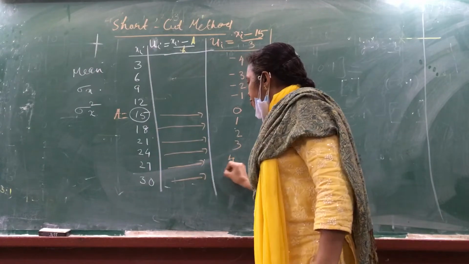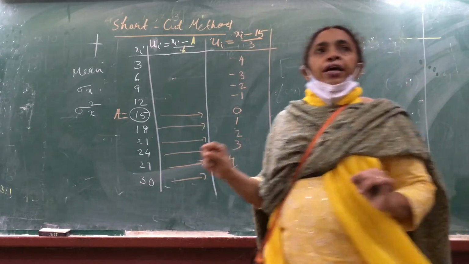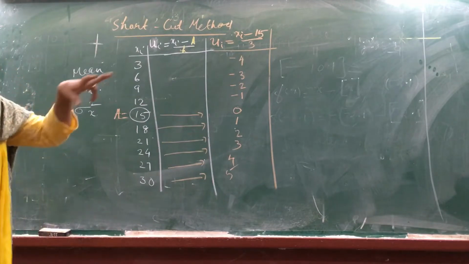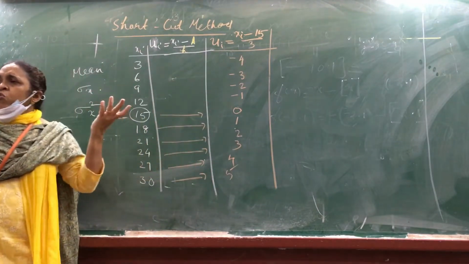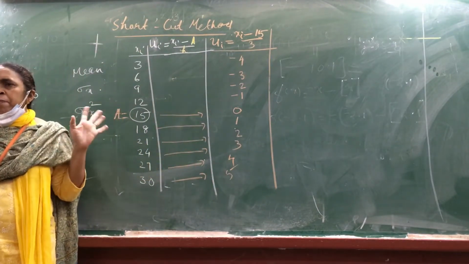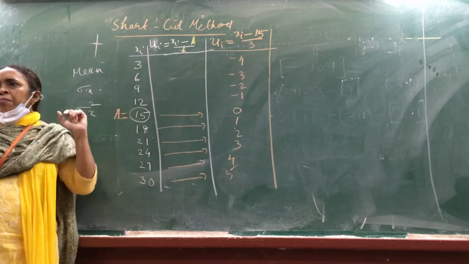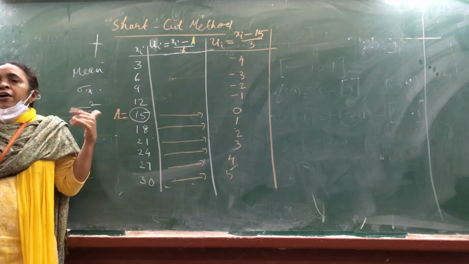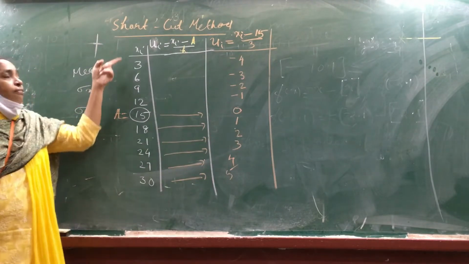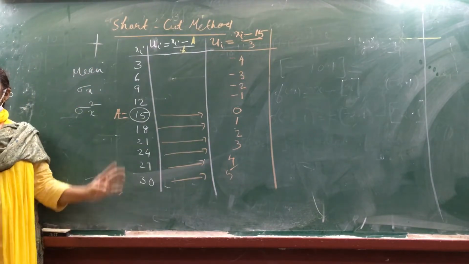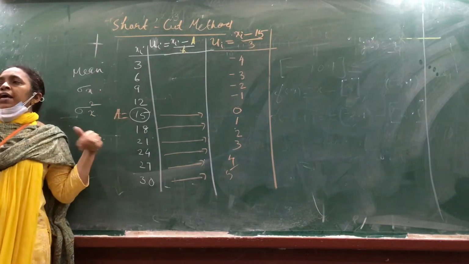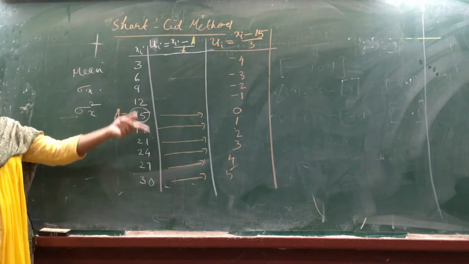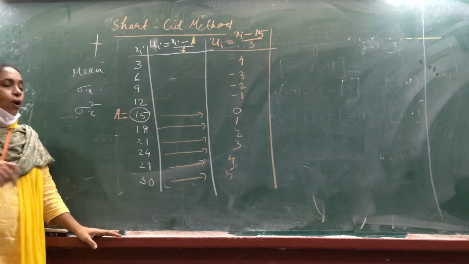Then 5. Now what you have to do is, after getting these numbers as single digits, it is very easy to square, multiply everything. That is the purpose of bringing this new variable, and we call it the shortcut method. Now if you want to find out the mean of xi's, you don't go for finding sigma xi by total number of observations. Instead of that, you can find out the mean of ui's.